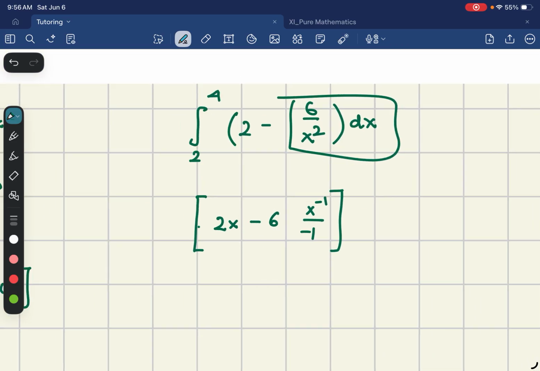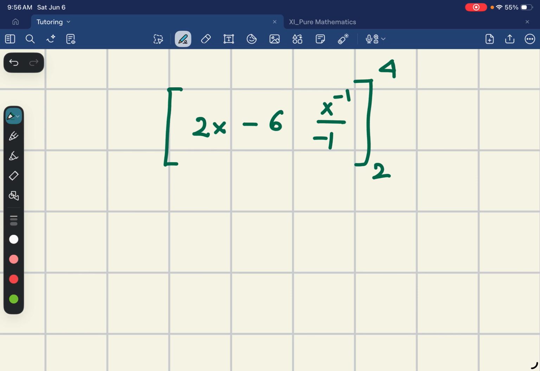So if you do your indefinite integration, you get this plus c. Do not write plus c. And then you put this inside square brackets. You substitute 2 and 4. All right, now let's simplify what we have inside. We have 2x plus 6 over x. And we need to substitute 2 and 4.